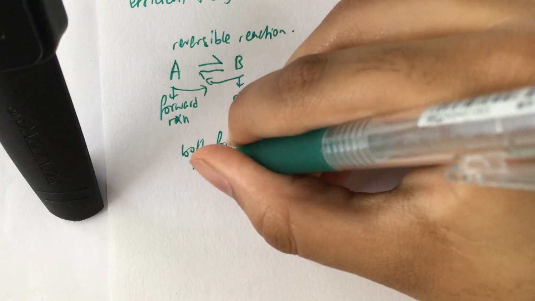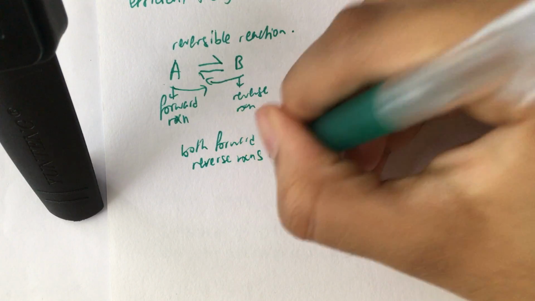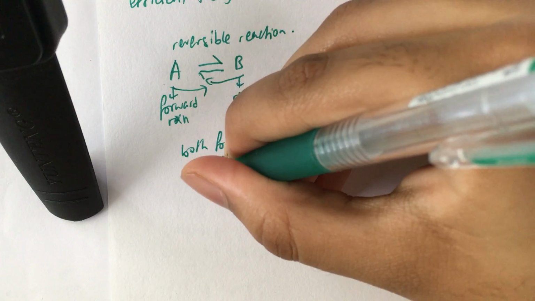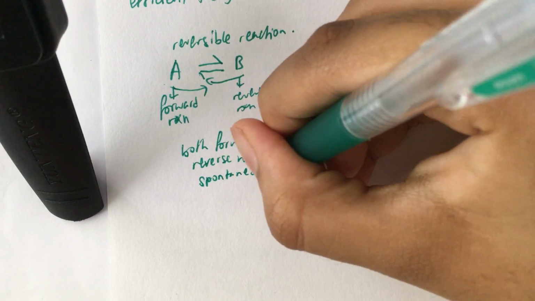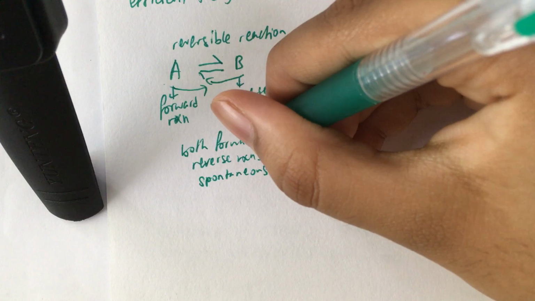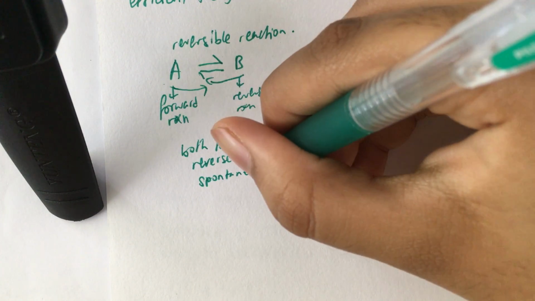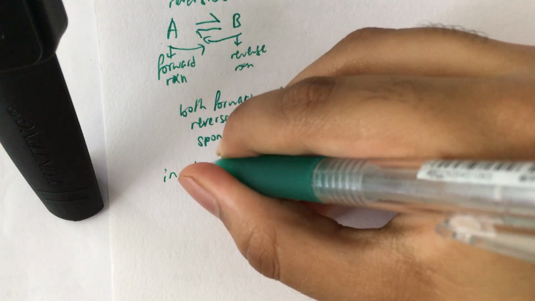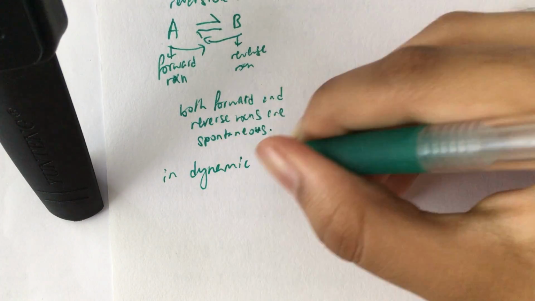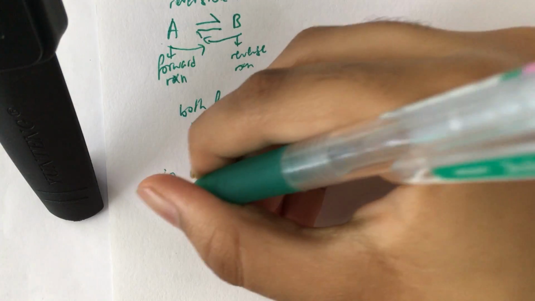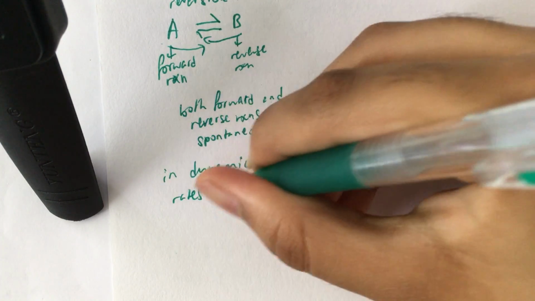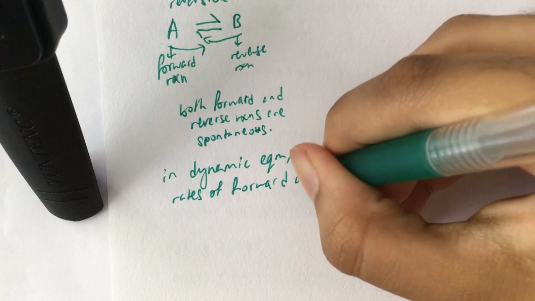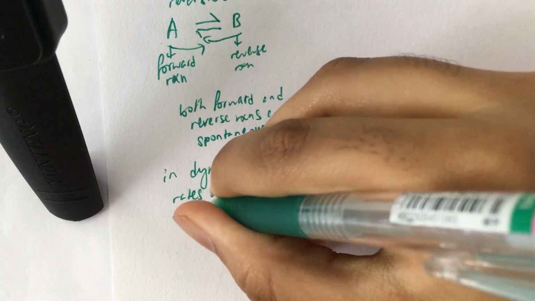So a reversible reaction is one that has both a forward and a reverse reaction, and both those reactions are somewhat spontaneous. And dynamic equilibrium is when the rate of both the forward and reverse reactions are equal. So there is no change in concentration of the products. Both the reactions are going at the same rate, and therefore there's no change in concentrations of all of the things inside the reaction.